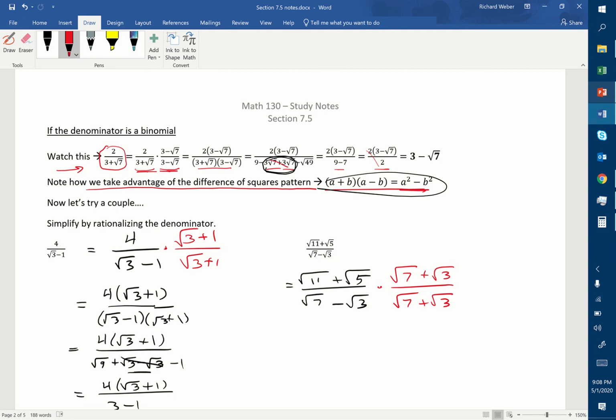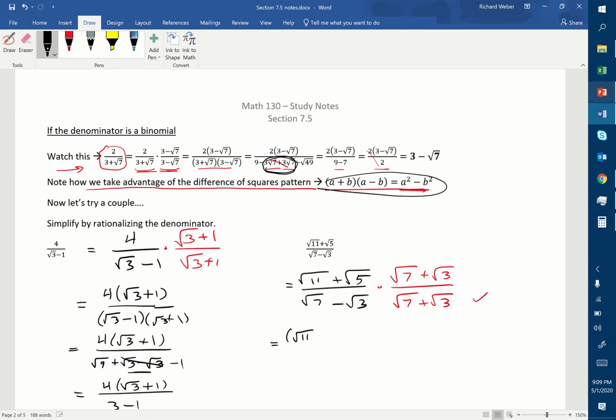Listen to me. We're creating a difference of squares down there. If this was a plus, then you would go minus, okay? And if it's minus, as it was in these two examples, you go plus. So let's see, we're going to write it out mechanically.